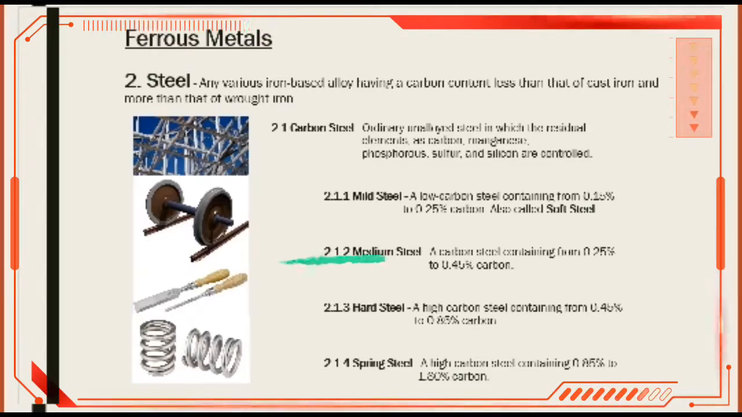Now we also have medium steel, a carbon steel containing from 0.25 to 0.45% carbon. Hard steel, a hard carbon steel containing from 0.45% to 0.85% carbon. Spring steel, a high carbon steel containing from 0.85 to 1.80% carbon.